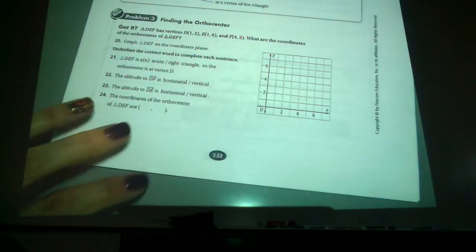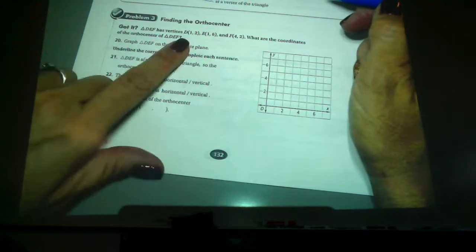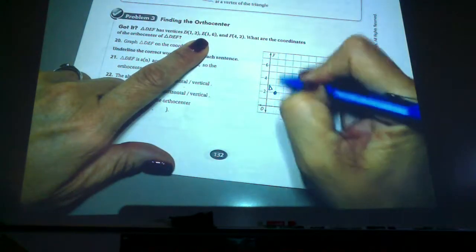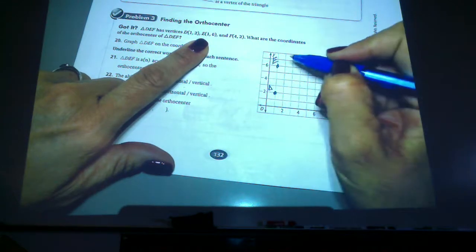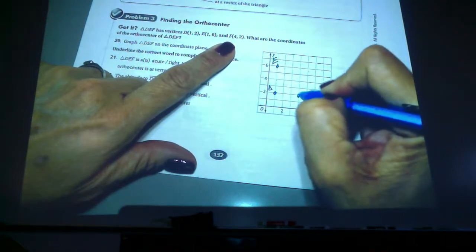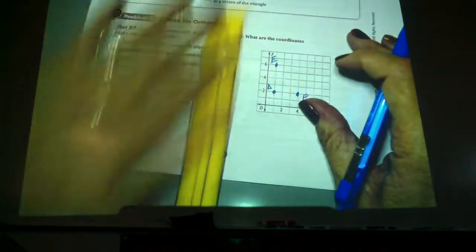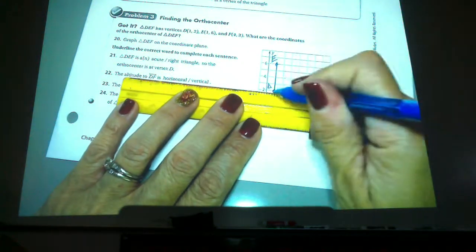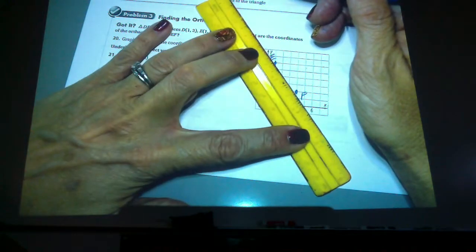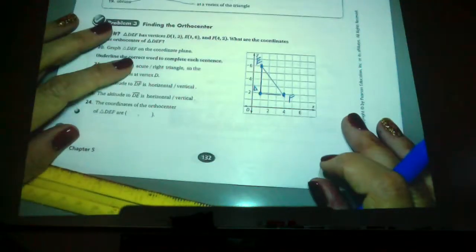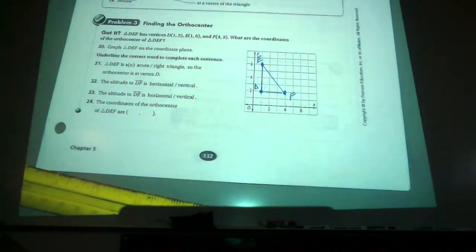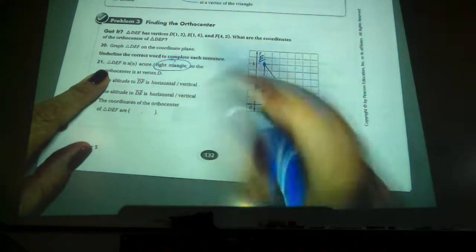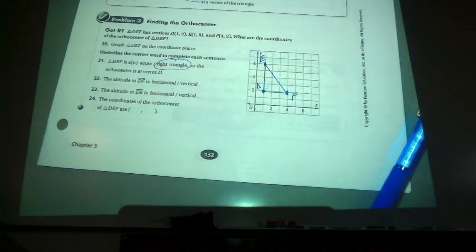So let's look at this one. DEF has vertices, and then they give those, so let's plot them. D is 1, 2. E is 1, 6. And F is 4, 2. What kind of a triangle is this? A right triangle. So where do you think the orthocenter is going to end up? Do we really have to do anything? We already determined where the orthocenter ends up, didn't we? What angle? Which is your right angle? Angle D. So that should be the orthocenter. So triangle DEF is a right triangle, so the orthocenter is at vertex D.